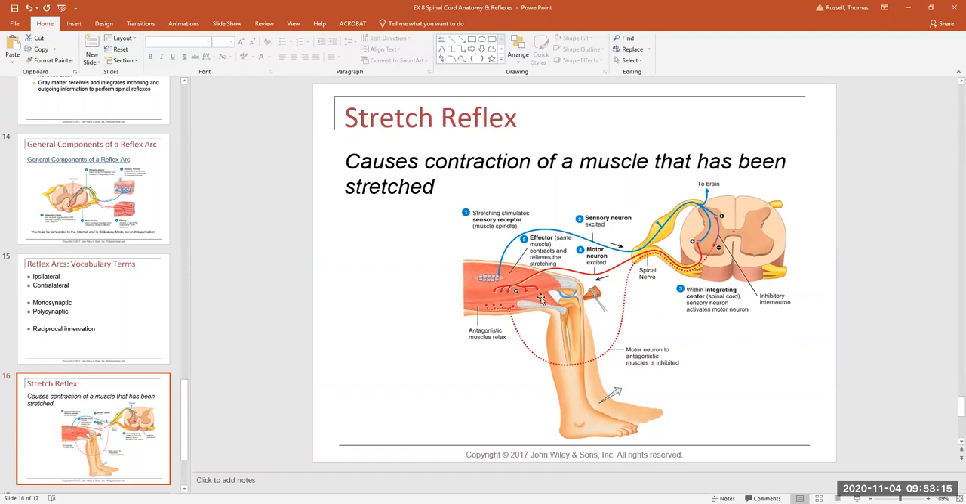This particular reflex is an ipsilateral reflex. Information comes in and leaves on the same side. However, it is a polysynaptic reflex because we have multiple synapses here, right? So ipsilateral and polysynaptic reflex is the stretch reflex.